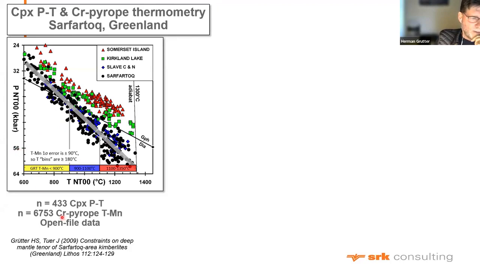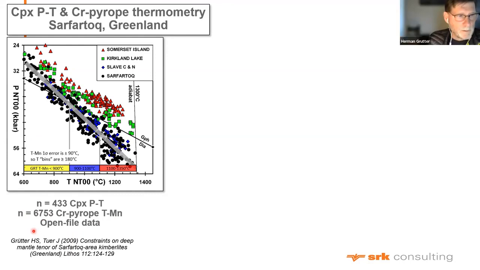So in this data set, we had 433 clinopyroxene data and an astounding amount of chrome pyrope. This is often the case. You often see a lot more data for chrome pyropes, and then accessing that data through the manganese thermometry gives you a statistical leverage on your data set.